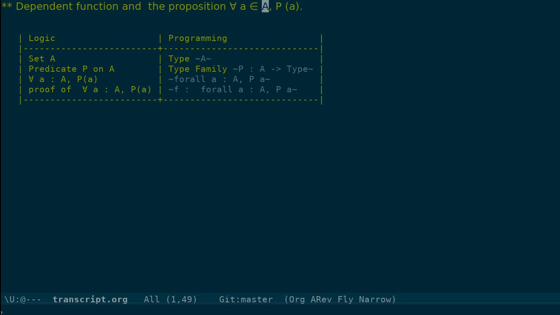So what it means is that, as the name suggests, the dependent functions actually prove for us a statement like for all a, P of a. Let's see the connection. A set A is captured by a type A. Type also captures propositions, but that's a different matter. A predicate P on A is a type family. Okay, A to type. Now the mathematical statement for all a, P of a corresponds to the type for all a, P of a. Okay, this makes sense. Why is this the thing?